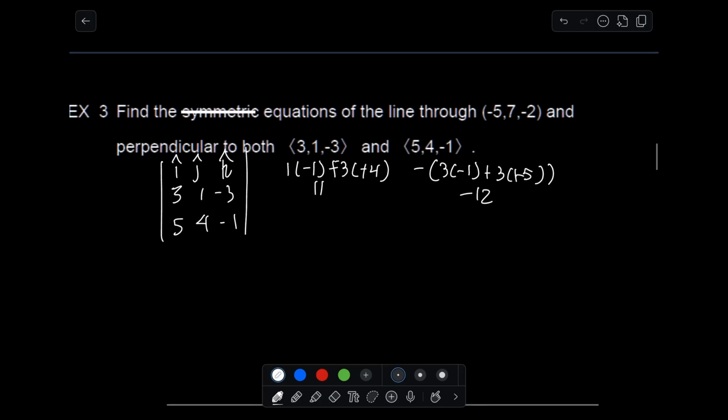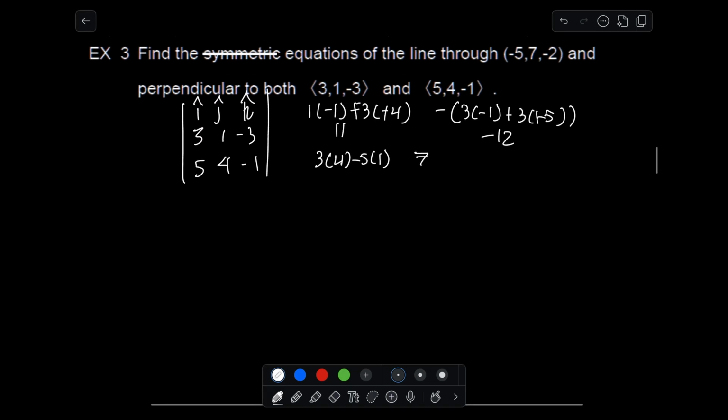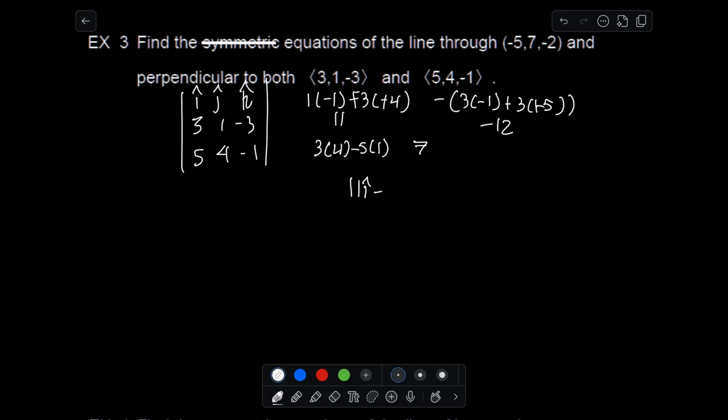And then for our z, we have... okay, so now we have our vector that's normal to both of them.